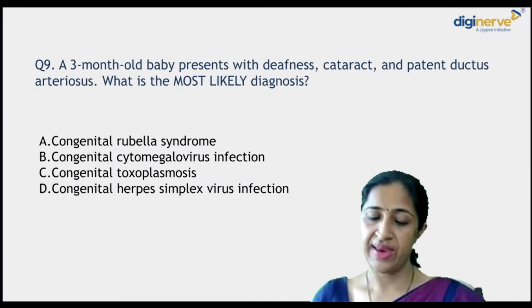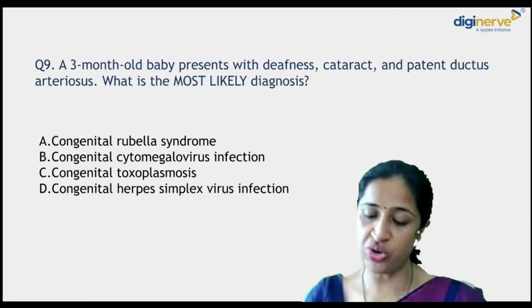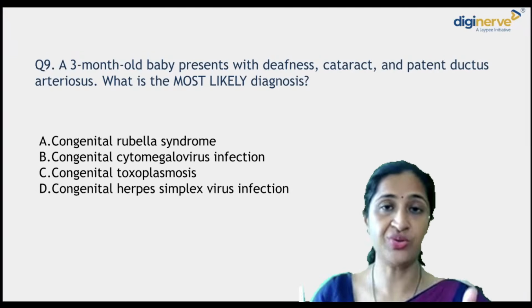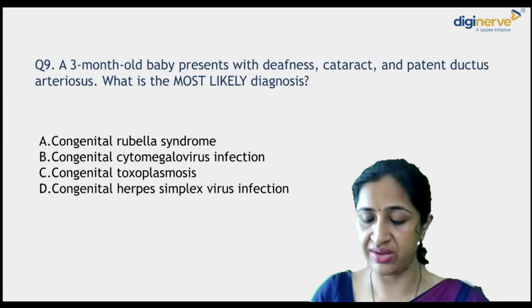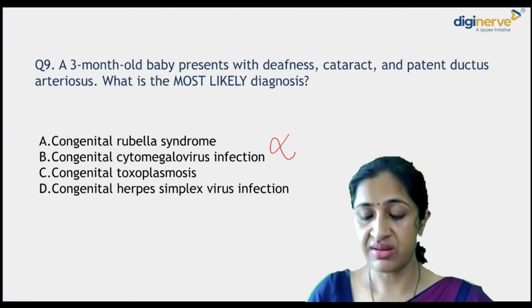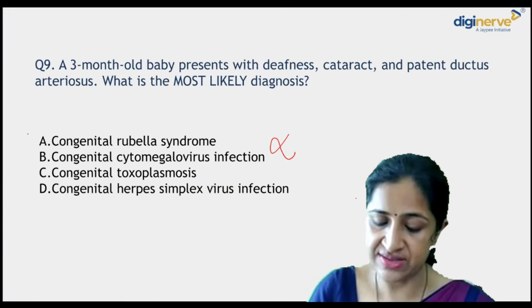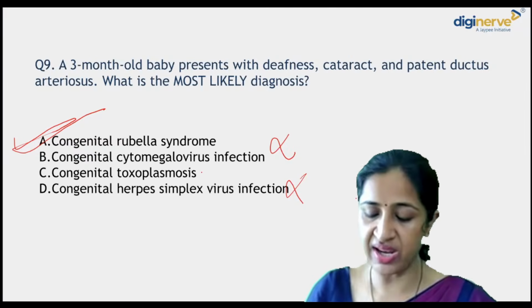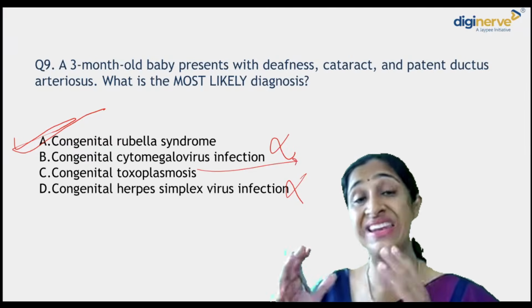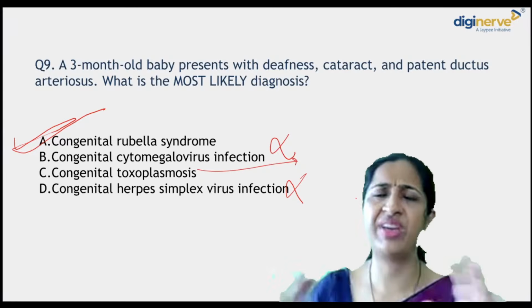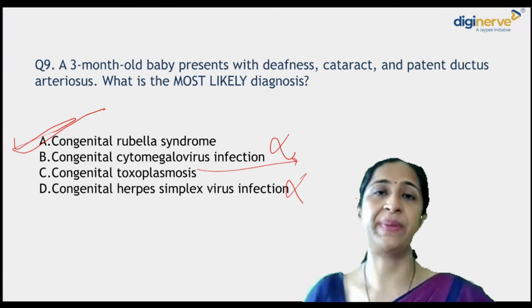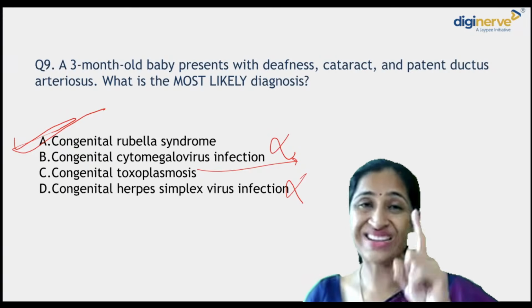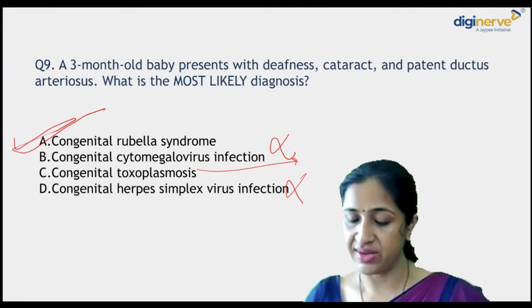Okay. Now questions. A 9-month-old baby presents with deafness, cataract, PDA. Clear? I told you cardiac is not CMV. Cardiac is usually, yes, very good, congenital rubella syndrome. Herpes simplex doesn't produce cardiac. Toxoplasma produces liver and brain very significantly. Cataract, hepatosplenomegaly, brain, that is congenital toxoplasmosis. This cardiac, no, always look at rubella.